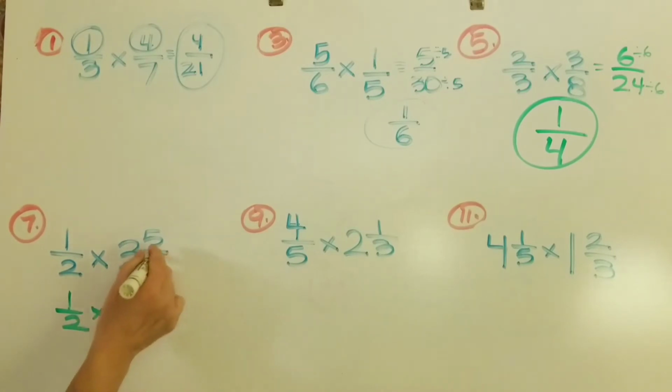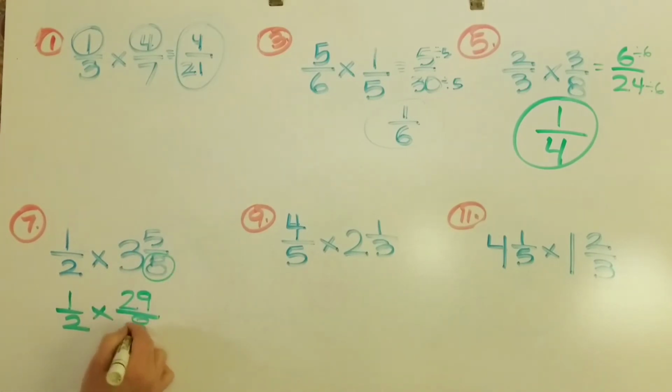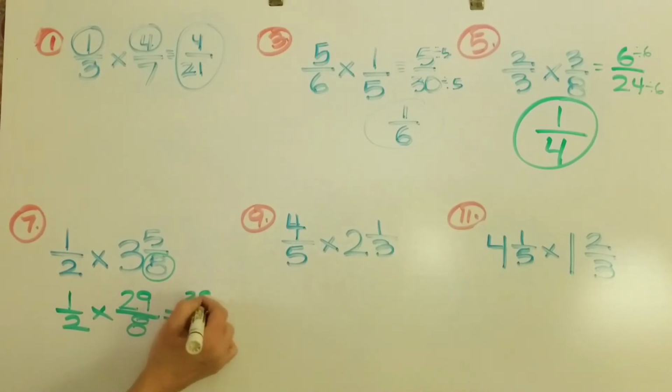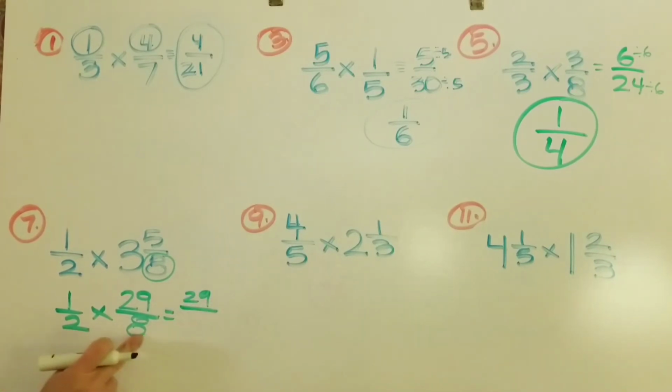And then your denominator always stays the same, okay? So again, now we're going to multiply our numerators together and our denominators together. 1 times 29 is 29. 2 times 8 is 16, and that cannot be reduced. You can turn it back to a mixed number, but the book just has it as 29/16, okay?